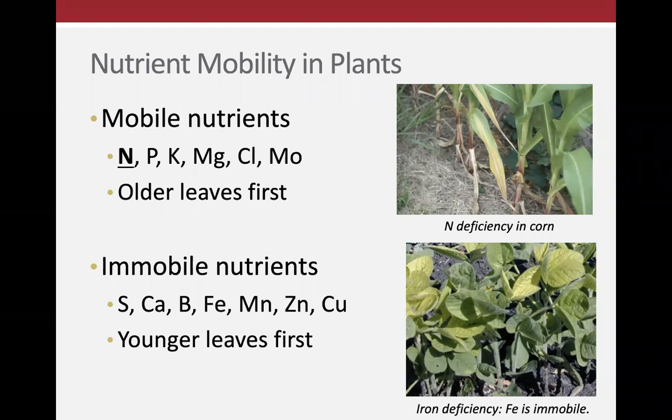So the deficiency symptoms are going to show up in those younger leaves first, right? So this idea that as the plant grows, maybe the lower, older leaves look fine, but then when we get up to that new growth, those younger leaves, that's really where the deficiency symptom is going to manifest, okay? So that's kind of a 1-2, it's either this or that.